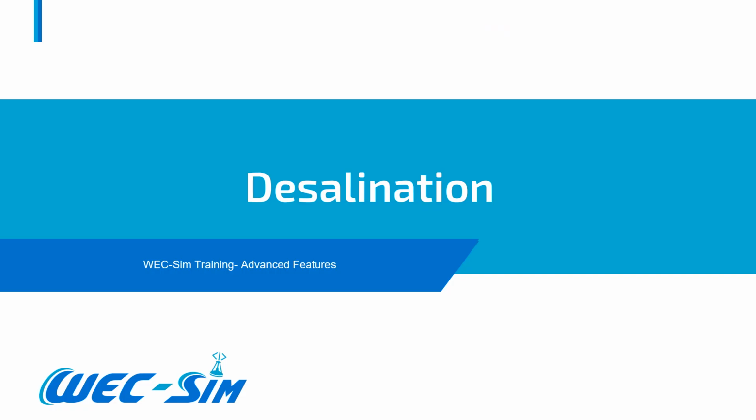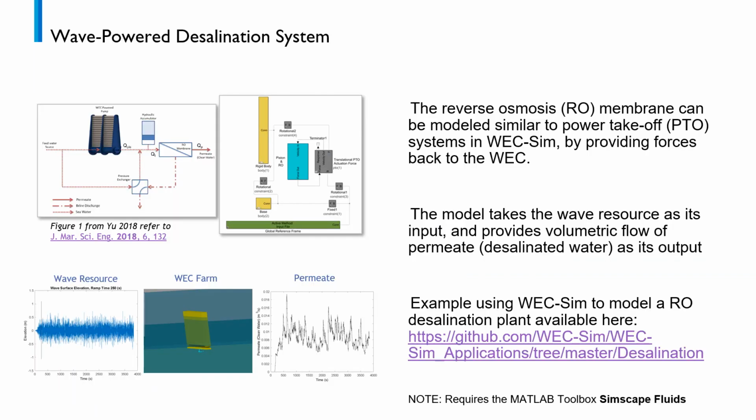This section of the training course will be focused on using WEC-Sim to model desalination. Wave-powered desalination plants can be modeled in WEC-Sim similar to power takeoff systems. In this instance of the desalination example in WEC-Sim, we model a reverse osmosis RO membrane, and it's modeled similar to power takeoff systems in WEC-Sim by providing forces back to the WEC.